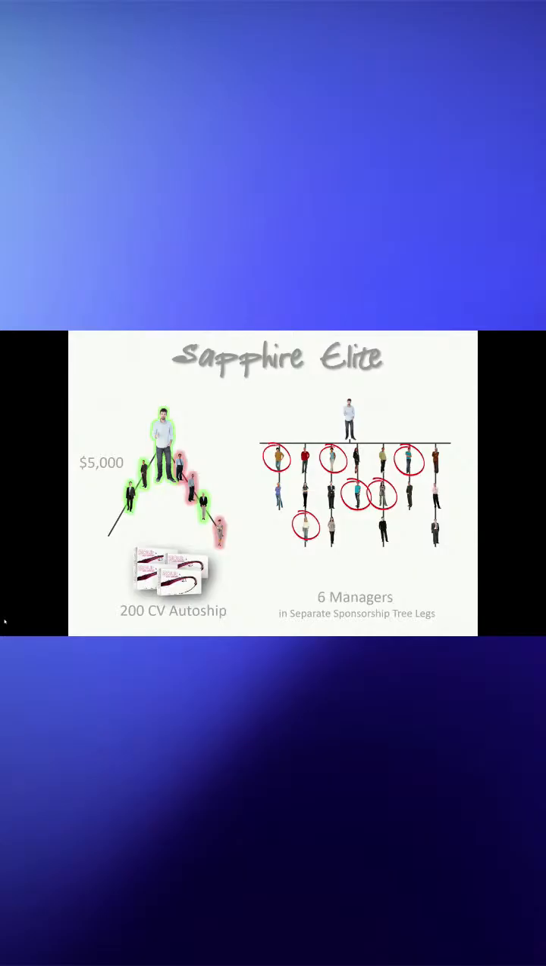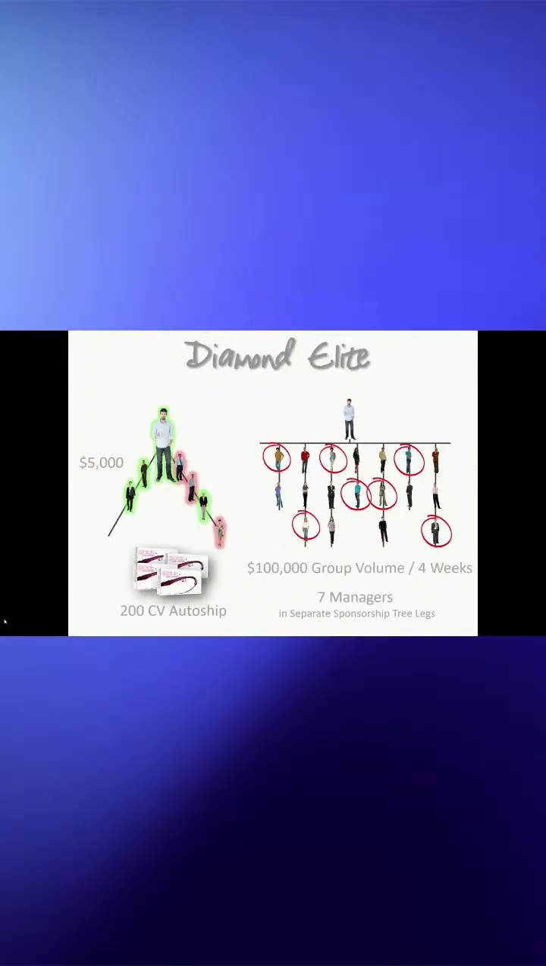Now you're not going to want to have only $5,000 in your weak leg when you're hitting these higher ranks, because you want to be able to balance out in the dual team at a higher number, but this is all that's required. And then you need for Sapphire Elite, $60,000 in group volume in a 3-week period or less. Diamond Elite, same $5,000 weak leg volume, same personal consumption. Now you need 7 managers in 7 separate sponsorship tree legs, and that's the highest requirement that you'll ever have from managers, but you need $100,000 in group volume in a 4-week period or less.